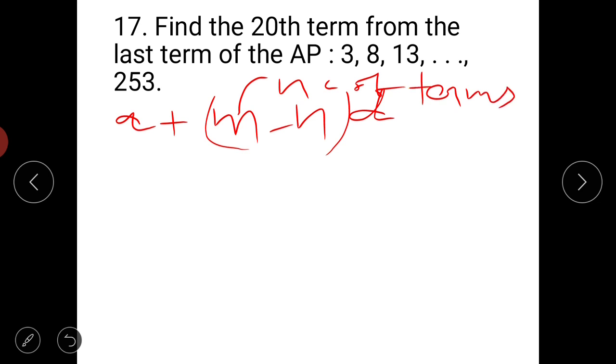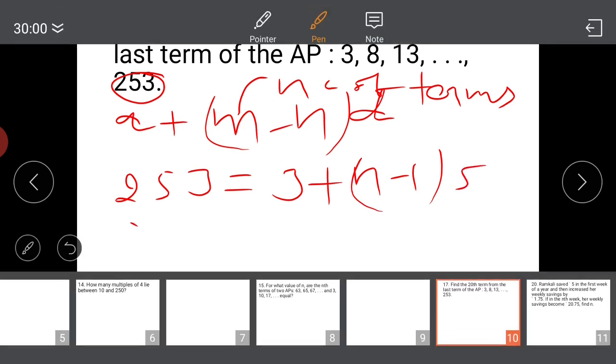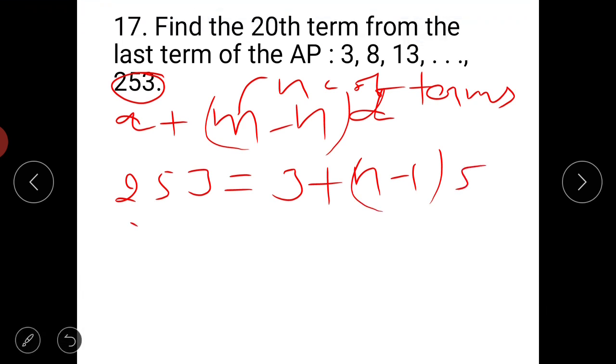So put the last term equal to the nth term. So 253 is equal to 3 plus n minus 1 into 5. You subtract this: 253 minus 3 is 250, divided by 5 is 50, so 50 is equal to n minus 1. So n is equal to 51.